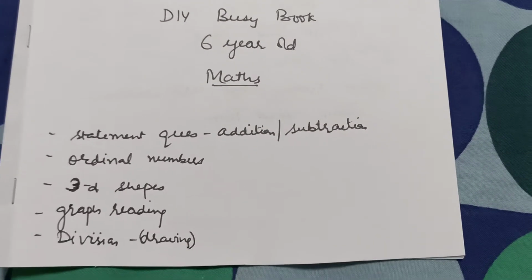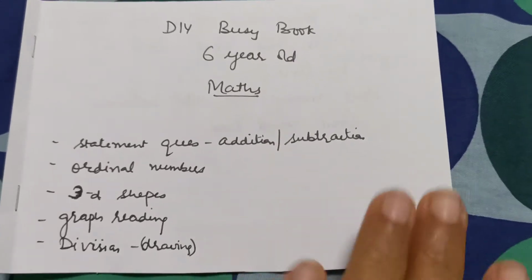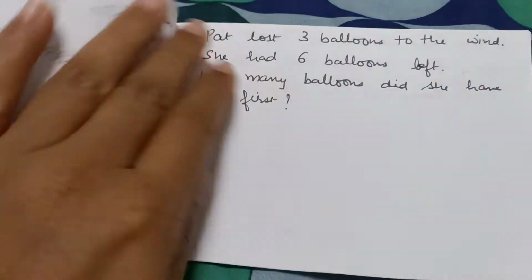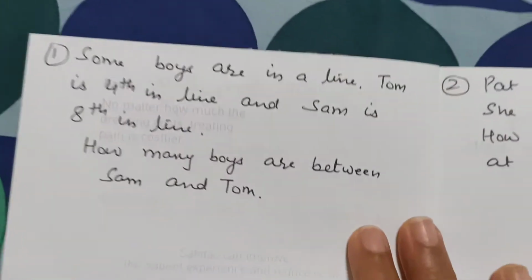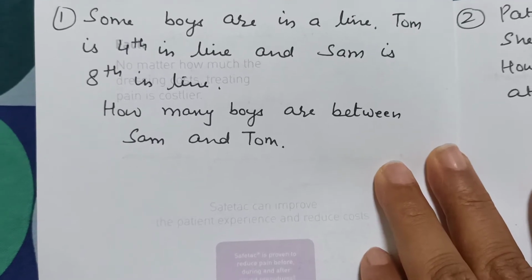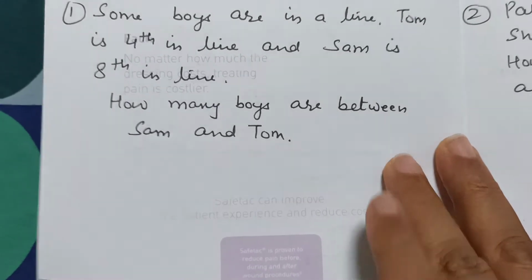Today's busy book is for my 6-year-old and these are the concepts which we're going to cover in this one. Let's start with the first question here. Some boys are in the line. Tom is 4th in line and Sam is 8th in line. How many boys are between Sam and Tom?